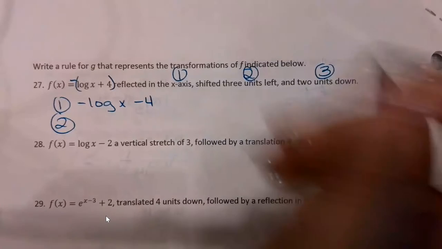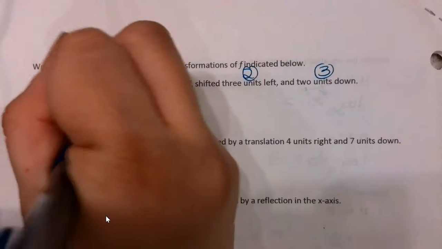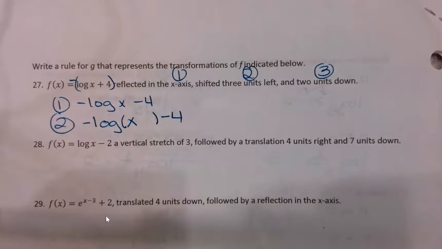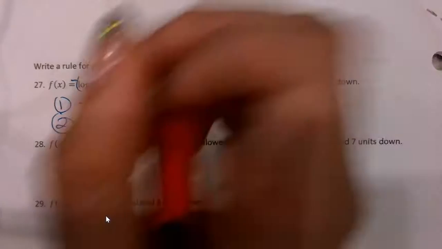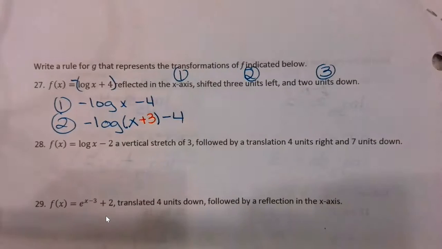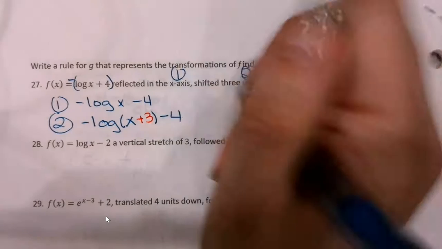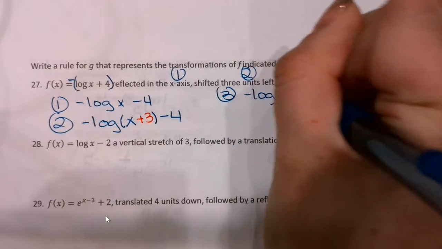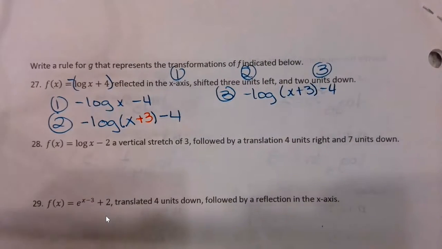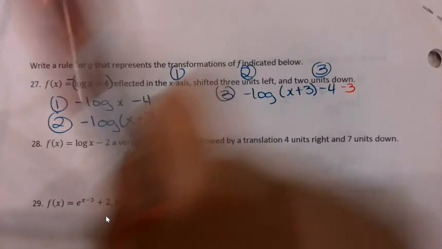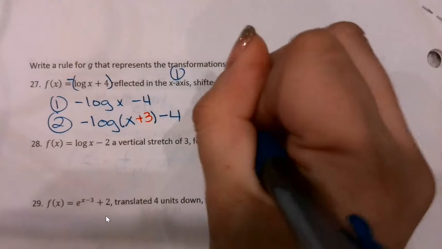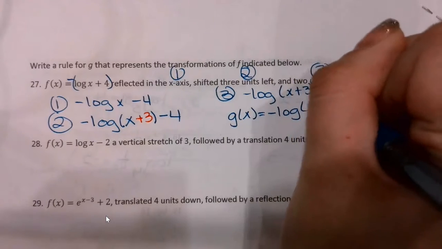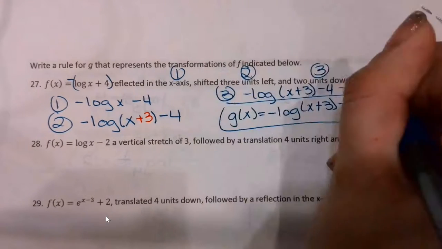Then my second step is going 3 units left. So that goes inside parentheses with the x. I'm going to write it in a different color. Left is normally negative, so inside it's positive. And then my last step is to go 3 units down. And then I just want to rewrite it as g of x. So I have g of x equals negative log of x plus 3, minus 7.